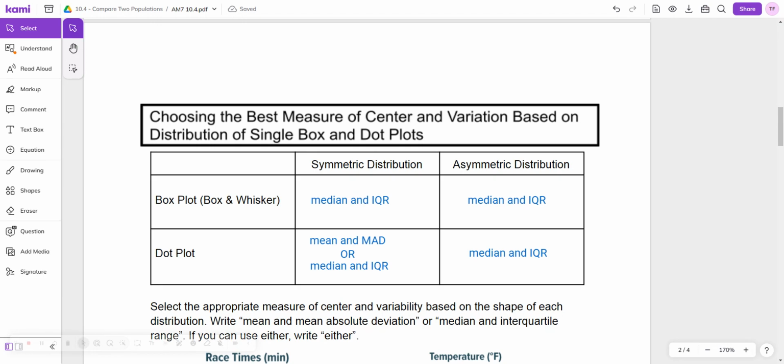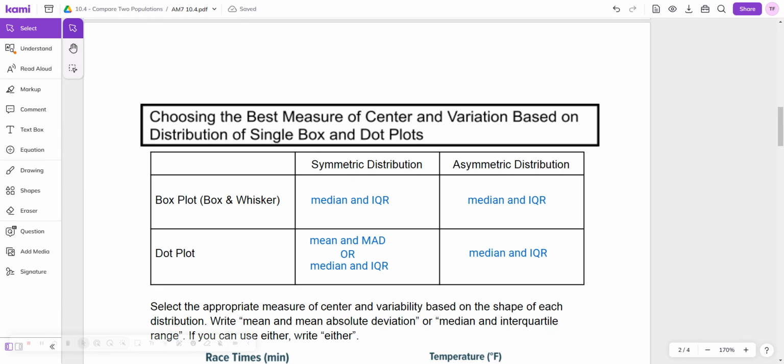All right, so looking at what we've got. If we've got a box plot, in other words, a box and whisker plot, if it's a symmetric distribution, we're going to use median and IQR. And we're also going to do the same thing for an asymmetric distribution. So no matter what, if you've got a box plot, we're going to use the median to represent the center, and we're going to use the IQR. And that makes sense because we've made box plots, and all we use is the median when we're making the box plots.